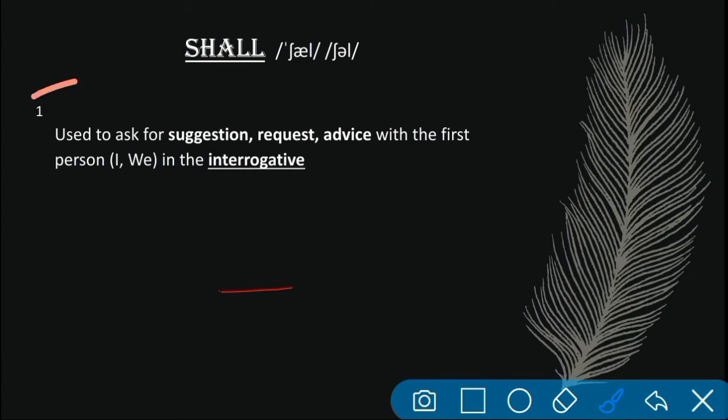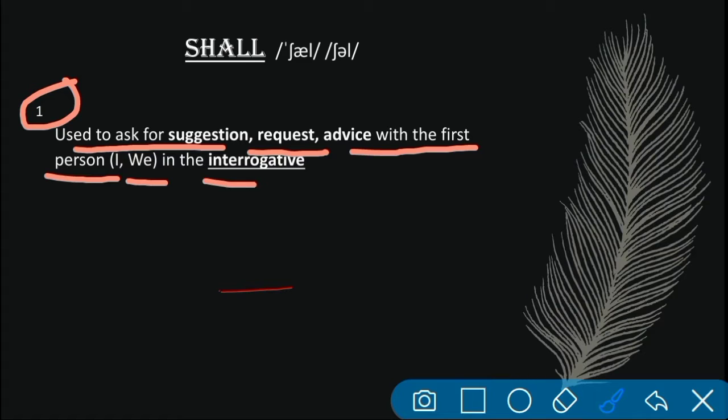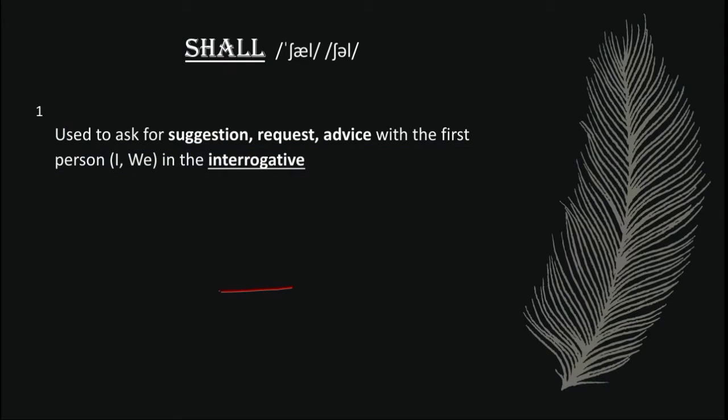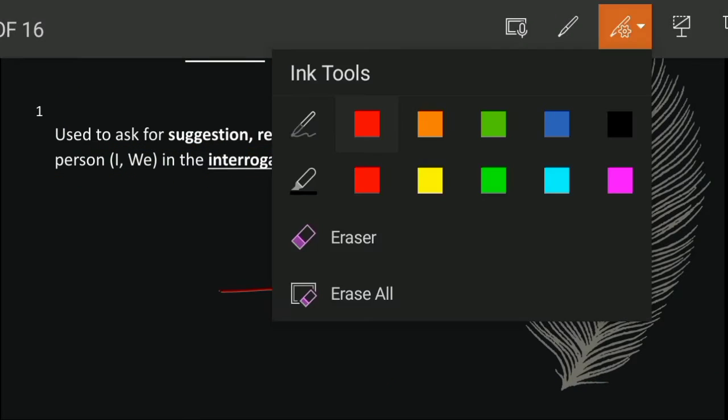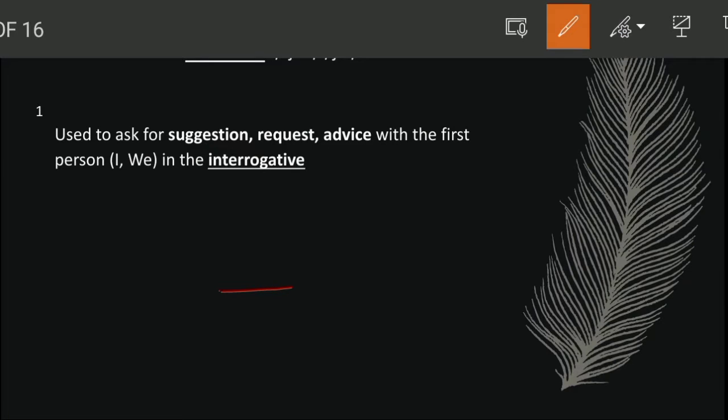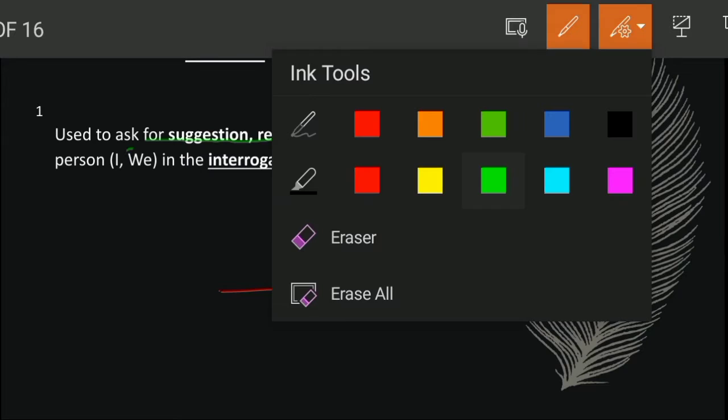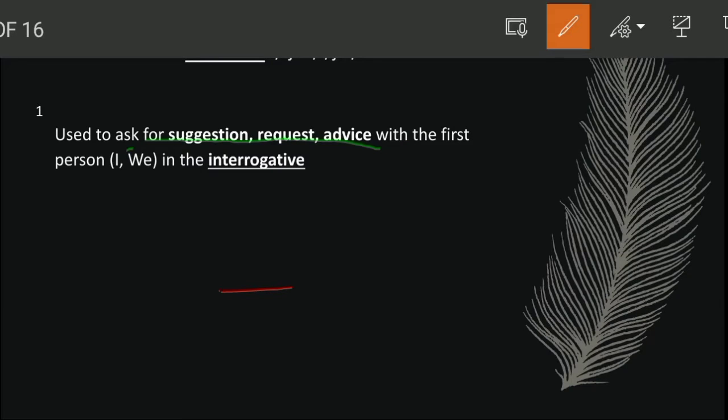So this is the first meaning of shall. Used to ask for suggestion, request, advice with the first person, that is I and we, in the interrogative. Many important things are written here. It is used to ask for suggestion, request and advice with which person? With the first person, that is I and we.